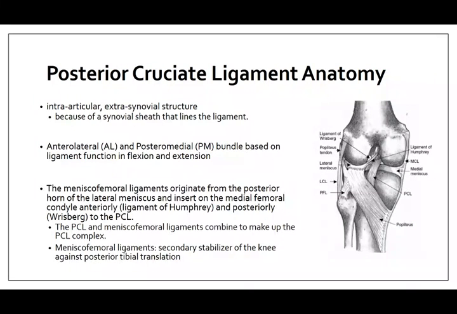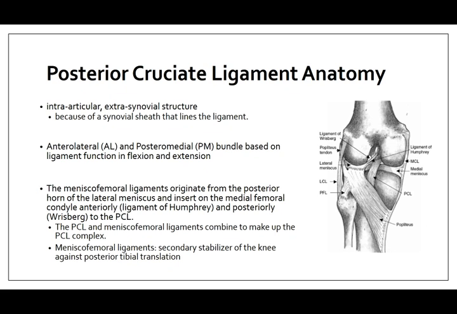Woo! Good work on the ACL. Now let's get into the PCL. Posterior cruciate ligament. We'll look at the anatomy. Just like the ACL, it's intra-articular but extrasynovial because of that synovial sheath we mentioned earlier. There is an anterolateral and a posteromedial bundle, and this is exactly opposite of the ACL, which was anteromedial and posterolateral.